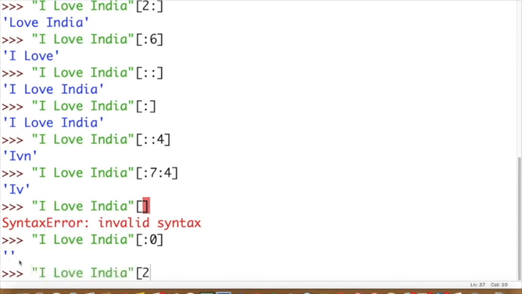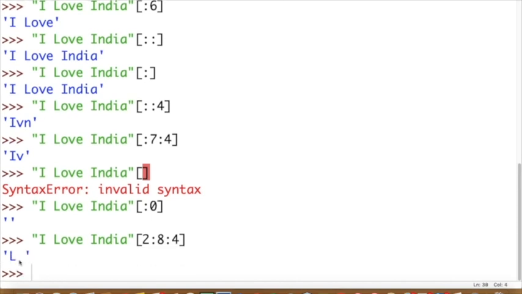Now let us go for another example, 2 colon 8 colon 4. Let's execute this statement. It gives us L. Now let us understand what it means. 2 is the starting index, so we have to see which letter is at the second index. Counting from the first position, 0, 1, 2. 2 is L, right? So starting from L, the L is being sliced out.